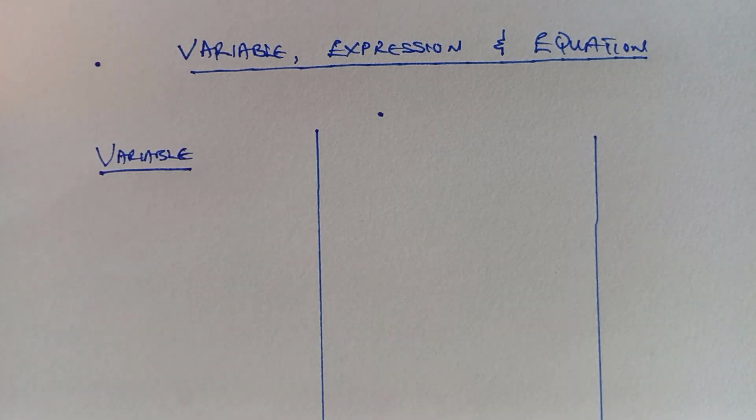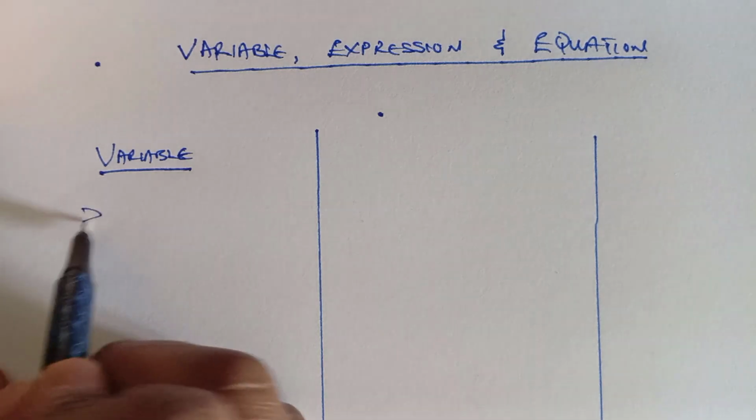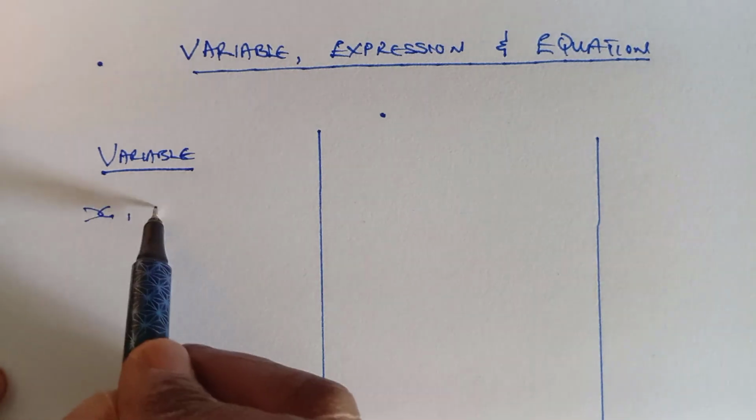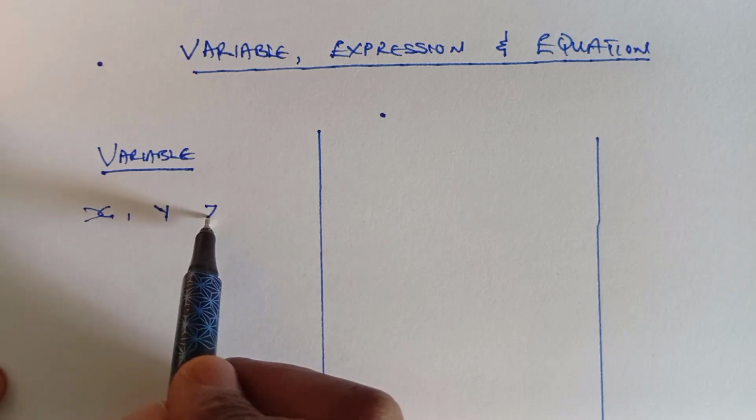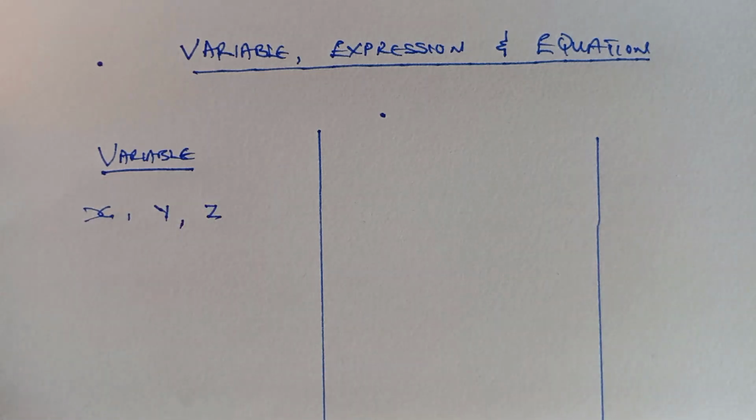A variable, just like the name, is something that varies, something that changes. And that is why in mathematics we have values like x, we have values like y, we have values like z. So these values change, they are not fixed. So let's make a very good example of what a variable is.